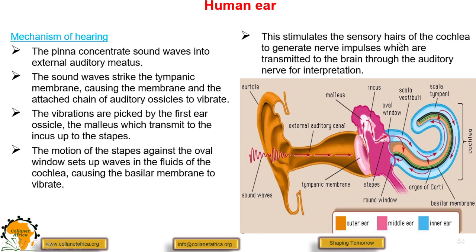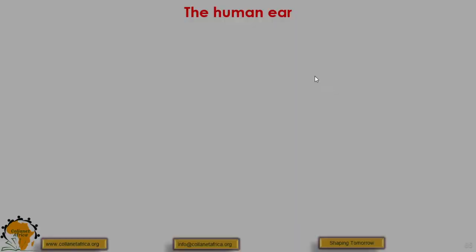That stimulates the sensory hairs of the cochlea to generate a nerve impulse that is transmitted to the brain through the auditory nerve for interpretation.